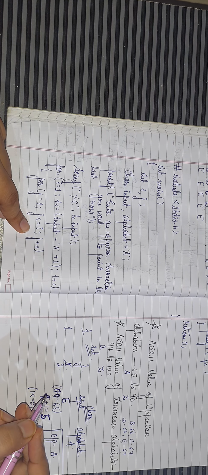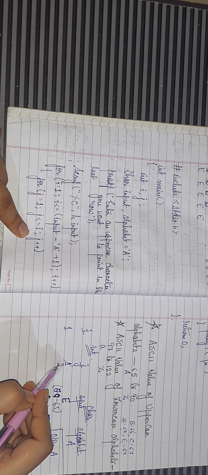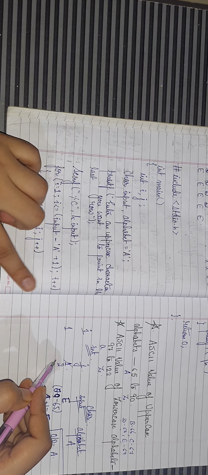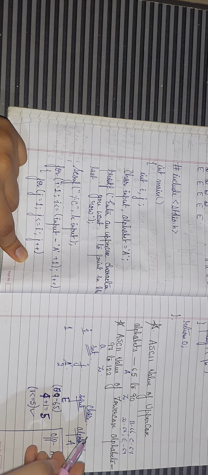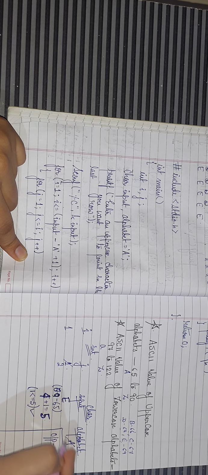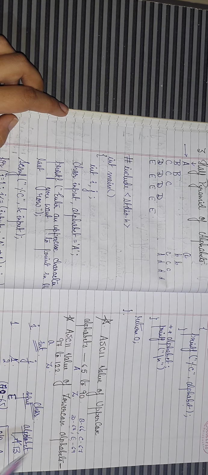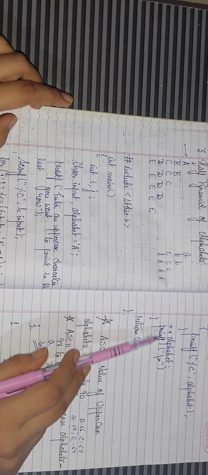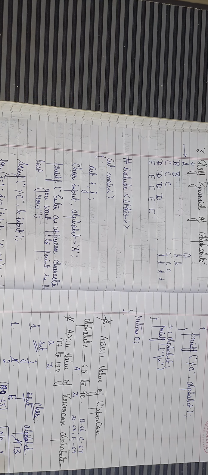Now 2 is less than or equal to I? 2 is less than or equal to 1, the condition is false. So it will come outside of this loop, that is the alphabet plus plus. Alphabet plus plus means the a value will be incremented to b, and then the next line is the printf. We have to printf the slash n, that is, the new line will be printed, right?